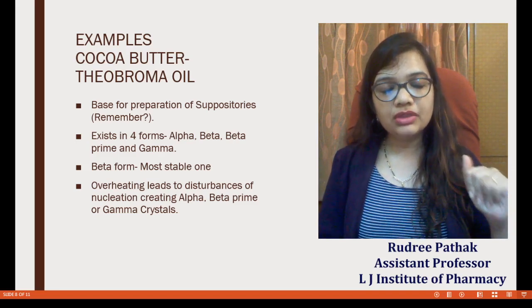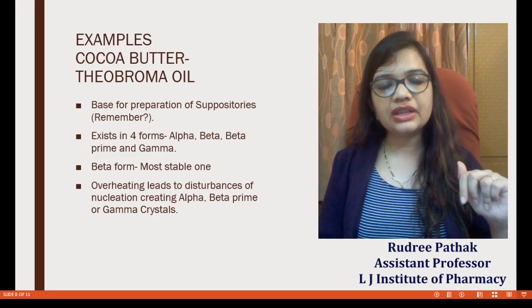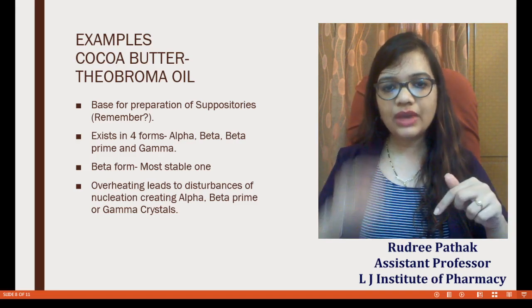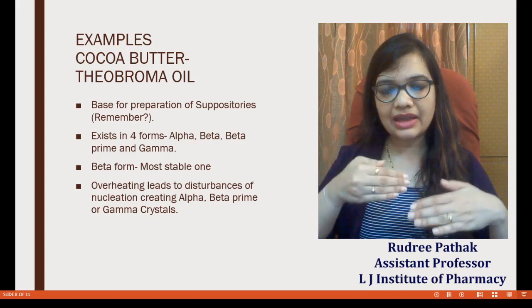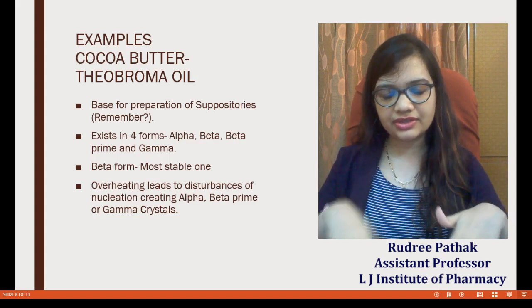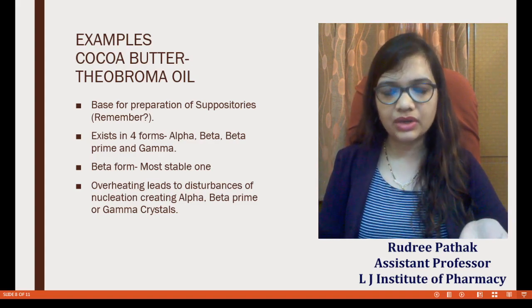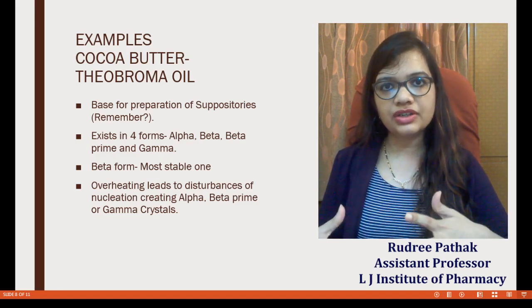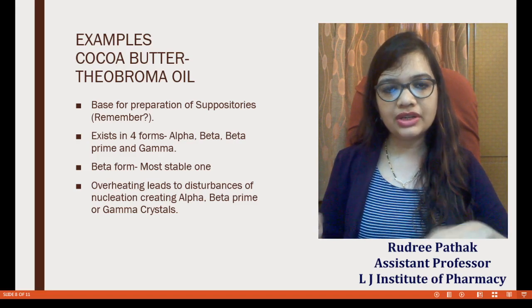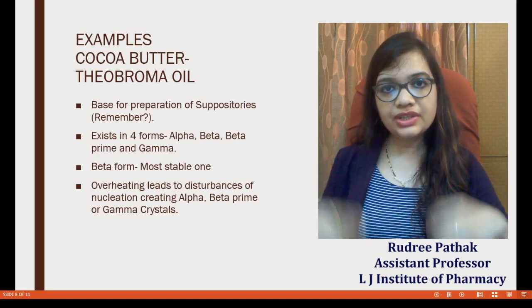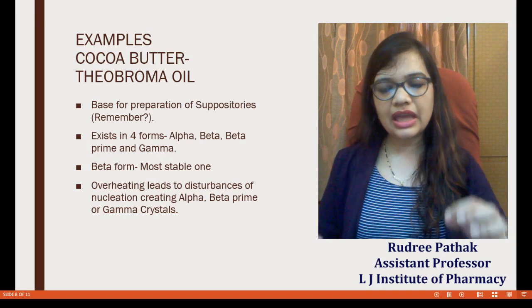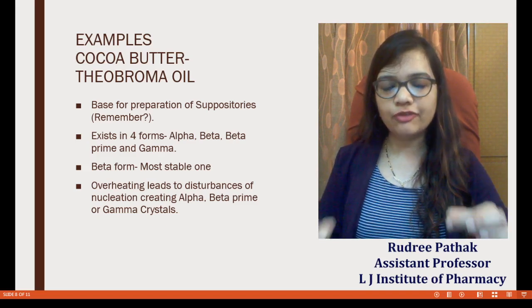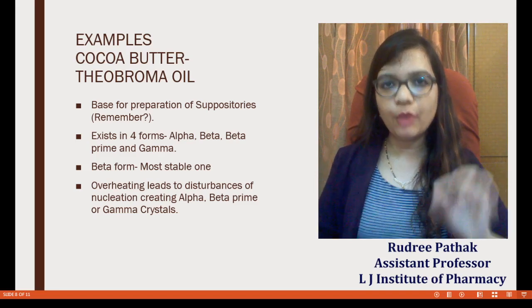Now during those practicals, you were given an instruction that please don't overheat cocoa butter, otherwise it is not going to melt back at 37°C. Now why was it told? Because when you heat cocoa butter in a porcelain dish on a flame at a particular temperature, you need to restore its original and most active structure, and that is the beta form, the most stable polymorph.